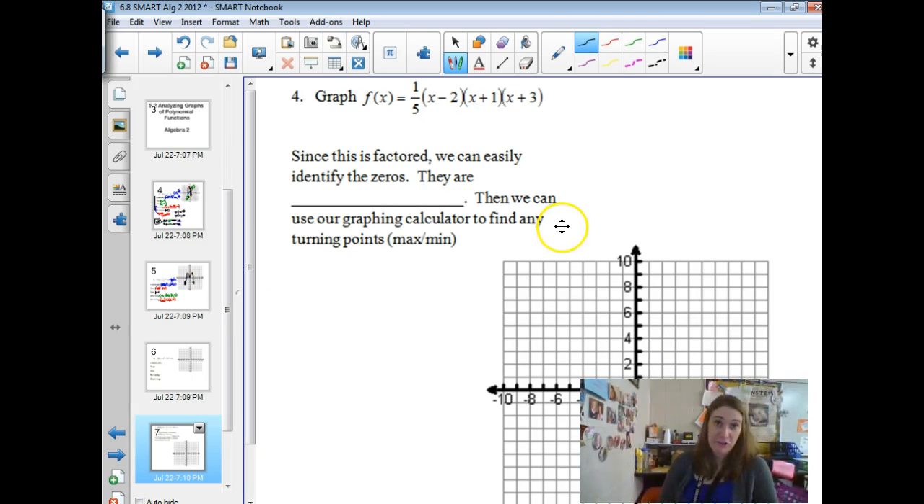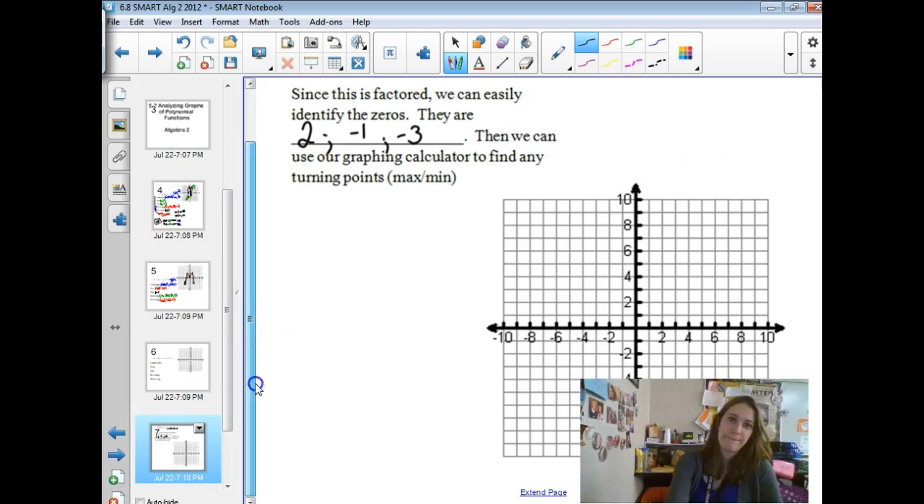This one's already factored. That's awesome, right? So I can see the x-intercepts really clearly. This is going to have an x-intercept at 2, or 0 at 2. This one's going to produce an x-intercept at negative 1. And this one's going to produce an x-intercept at negative 3. So if I'm being asked to graph this, it's fine. I could at least get that plotted, right? So x-intercept at 2, x-intercept at negative 1, and x-intercept at negative 3.